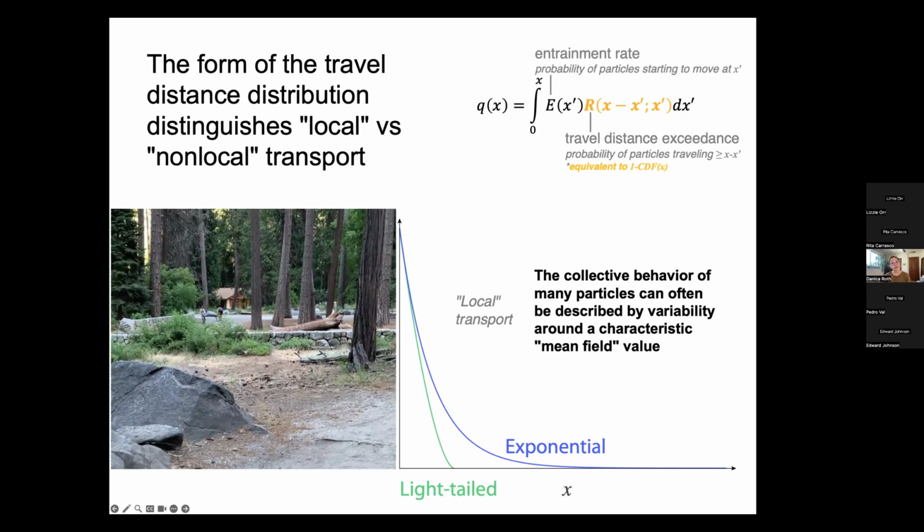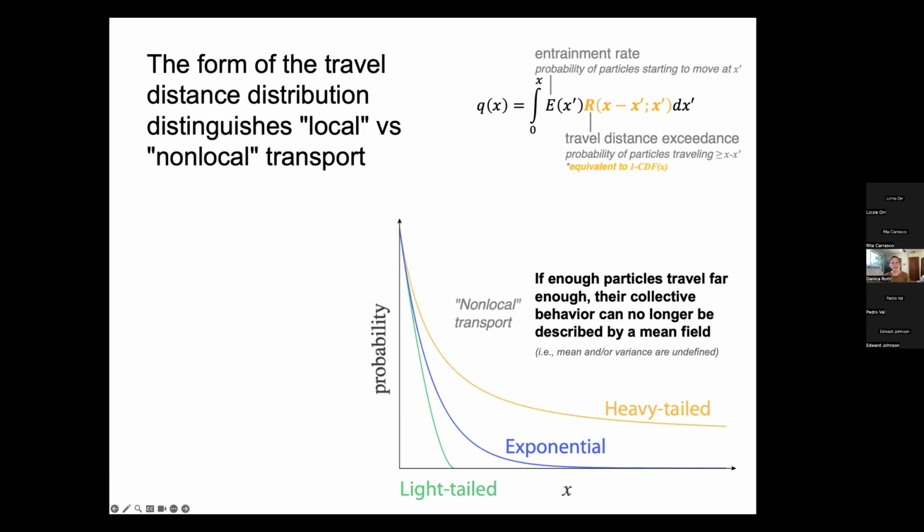But if enough particles travel far enough, specifically if the distribution of their travel distances becomes heavy-tailed, then their collective behavior can no longer be described by a mean field. Formally, that's because when a distribution gets heavy enough or contains enough extreme values, the mean or the variance becomes undefined or approaches infinity.